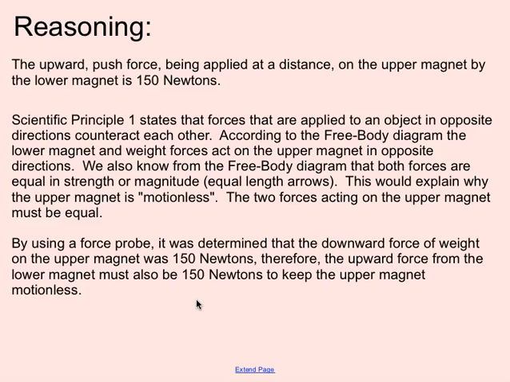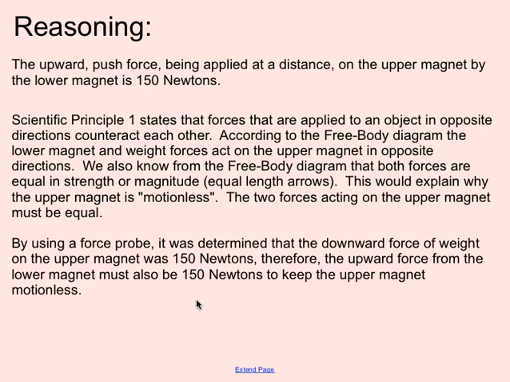But look at this. I say scientific principle number 1. Now I have to explain why or how that scientific principle takes my evidence and explains why my evidence supports my claim. So according to the free body diagram, the lower magnet and weight forces act on the upper magnet in opposite directions. That was one of my pieces of evidence. We also know from the free body diagram that both forces are equal in strength or magnitude, equal length arrows. That was also my piece of evidence.